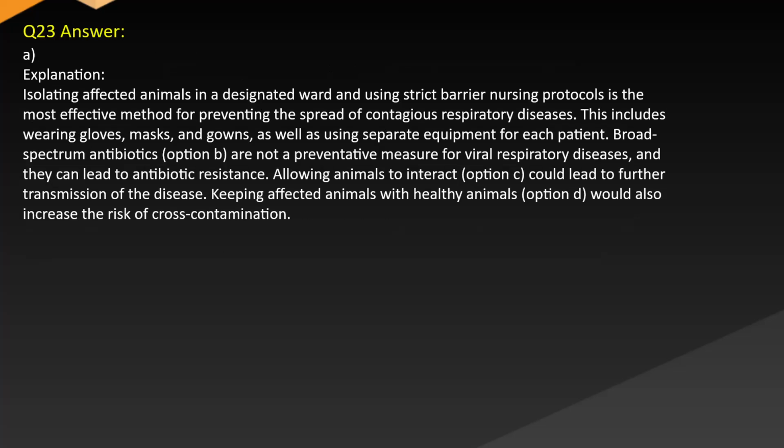Answer: A. Explanation: Isolating affected animals in a designated ward and using strict barrier nursing protocols is the most effective method for preventing the spread of contagious respiratory diseases. This includes wearing gloves, masks, and gowns, as well as using separate equipment for each patient. Broad-spectrum antibiotics, option B, are not a preventative measure for viral respiratory diseases, and they can lead to antibiotic resistance. Allowing animals to interact, option C, could lead to further transmission of the disease. Keeping affected animals with healthy animals, option D, would also increase the risk of cross-contamination.